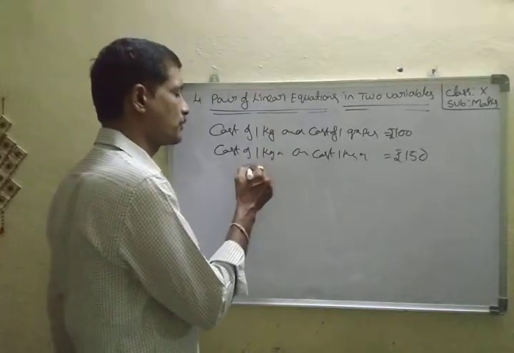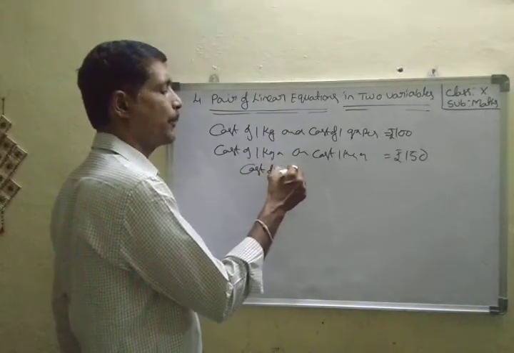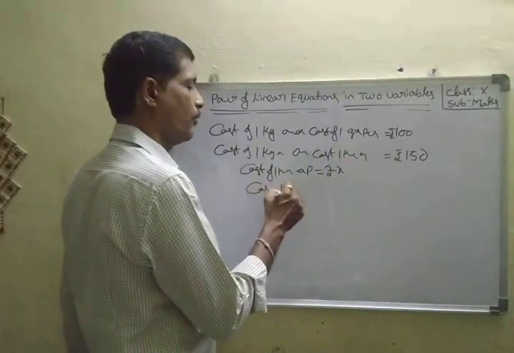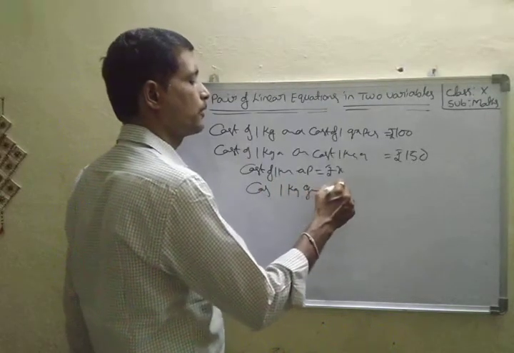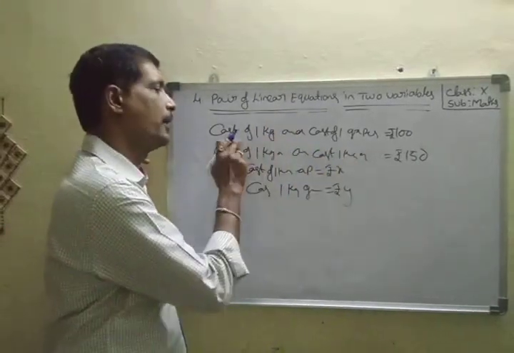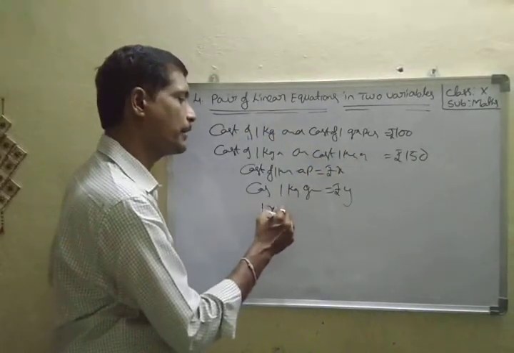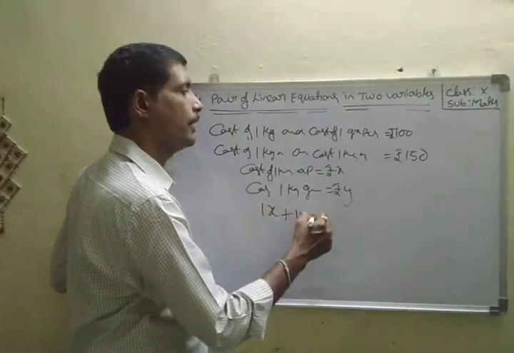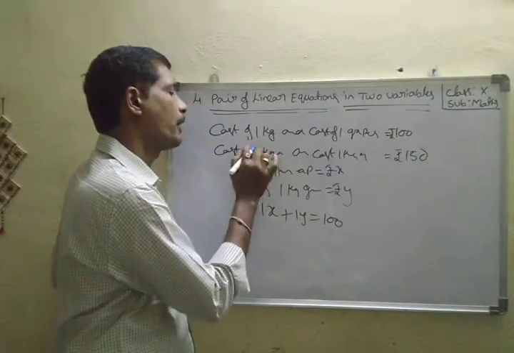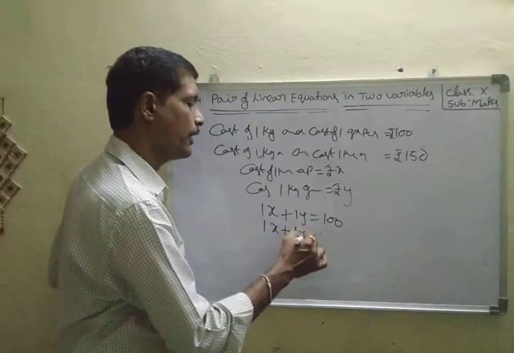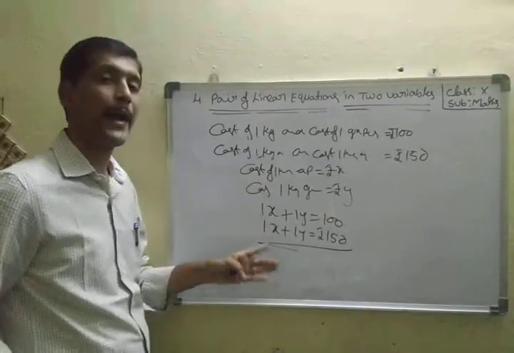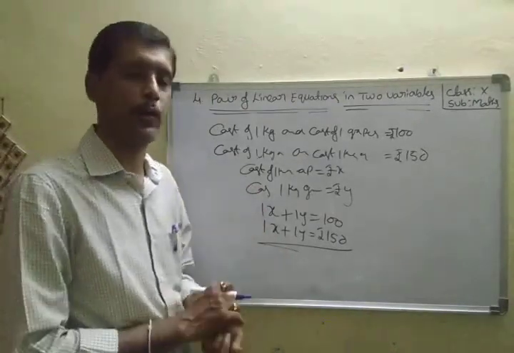Therefore, the cost of 1 kg apples equal to X rupees, and the cost of 1 kg grapes equal to Y rupees, or whatever it may be. Your choice. Here 1 kg means 1 into X plus 1 into Y equal to 100 rupees. Therefore 1x plus 1y equal to 150 rupees. These two equations are parallel lines, so it has no solution, cannot be found out.